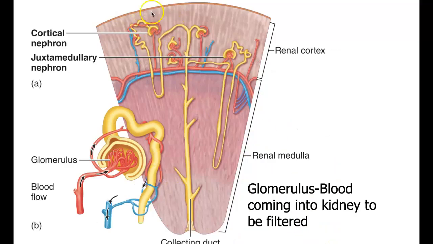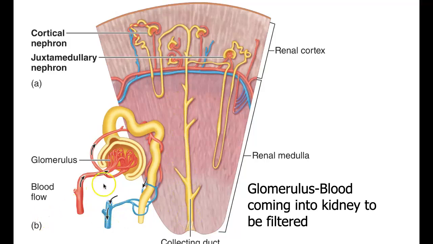Okay, so here's what a renal pyramid looks like. When you go up closer, here's the renal cortex portion, and here's the renal medulla portion. And you'll see that the nephrons, the functional units of the kidneys, are partially up here in the cortex, and then some of the tubules dip down into this renal medulla.